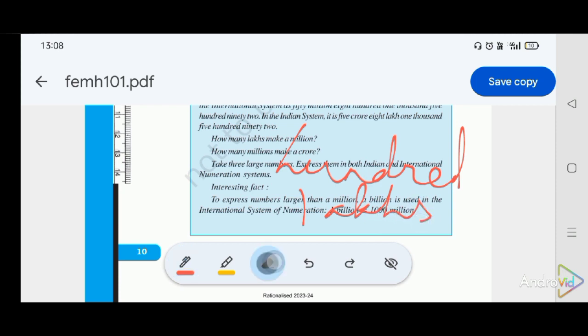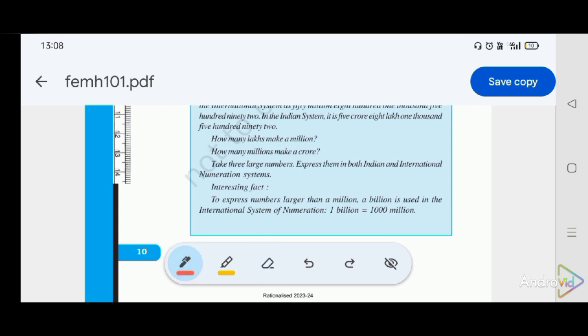Similarly, for the next question, how many millions make a crore? It is nothing but 10 millions make a crore. Take 3 large numbers and express them in both Indian and international numeration systems. Interesting fact: to express numbers larger than a million, a billion is used in the international system of numeration. 1 billion is equal to 1000 million.